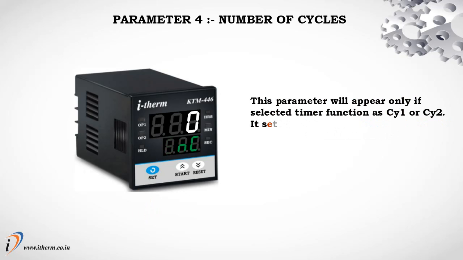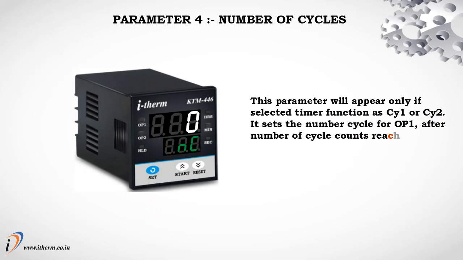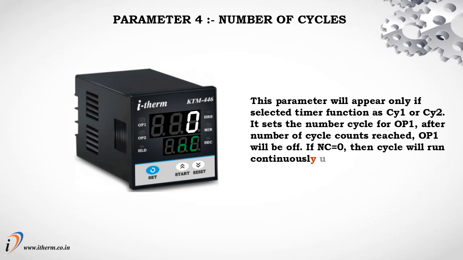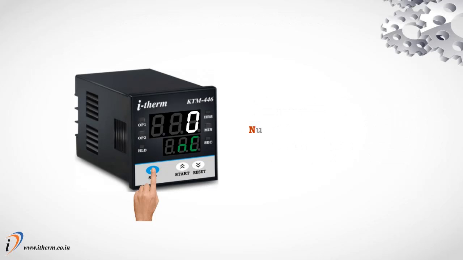Parameter 4, number of cycles. This parameter will appear only if selected timer function is cycle 1 or cycle 2. It sets the number of cycles for output 1. After number of cycle counts reached, output 1 will be off. If number of cycles equals 0, then cycle will run continuously until reset pulse. Number of cycles range 0 to 999 cycles.